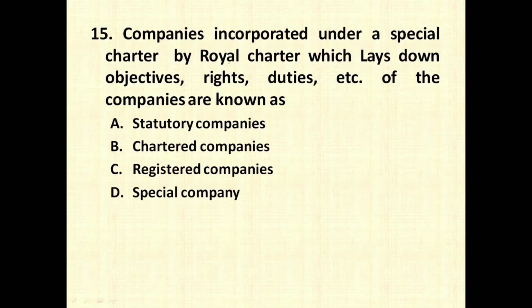Companies incorporated under a special charter by royal charter which lays down objective rights, duties, etc. of the companies are known as statutory companies, chartered companies, registered companies, special companies. So right answer is option number B, chartered company. So whenever a company is incorporated by a charter, for example East India Company, so these are called as chartered companies. So statutory companies are companies which are incorporated by Act of Parliament, and registered companies are companies which are registered under the Indian Companies Act, and they have to get registered under the Registrar of Companies.